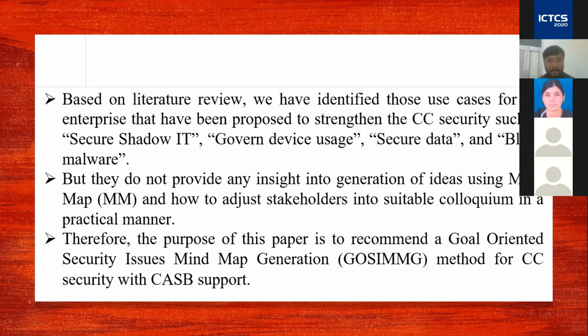Based on our literature review, we have identified use cases for enterprises that have been proposed to strengthen cloud computing security, such as secure shadow IT, governed device use, secure data, and block malware. But they do not provide any insight into generation of ideas using mind maps and how to place stakeholders into suitable colloquium in a practical manner. Therefore, the purpose of this paper is to recommend a goal-oriented security issues mind map generation method for cloud computing security with the help of cloud access security broker support.